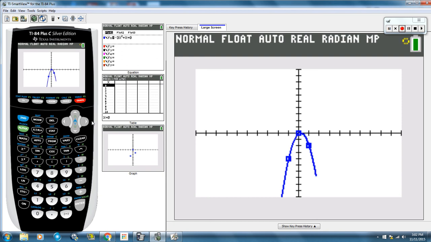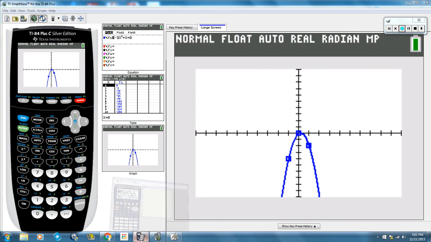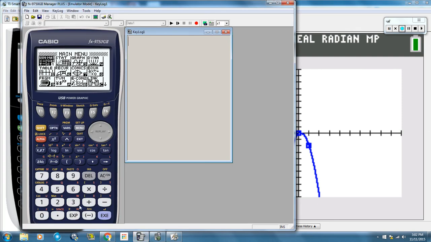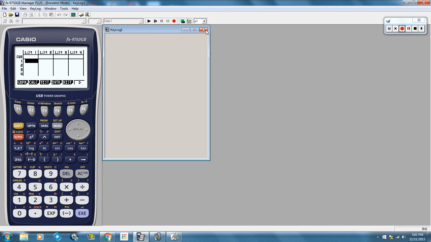And it's thinking. Notice it's hitting my points exactly. Okay, so that I thought was so much easier to get the equation because I just used my stat menu. Now, if you're on a Casio, we're going to do the exact same thing. So we're going to go to our stat menu, and let's do that. I'm going to turn the keylog off.